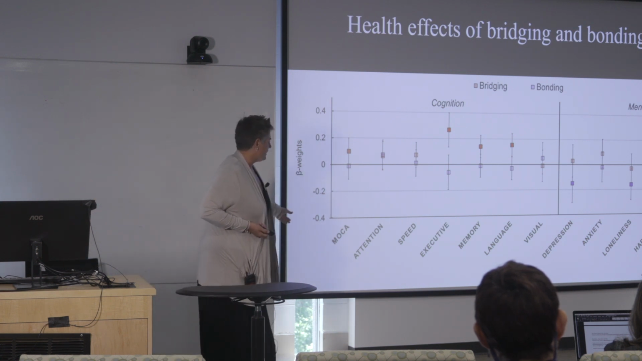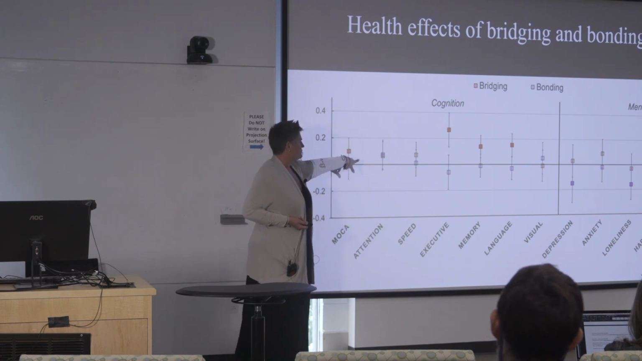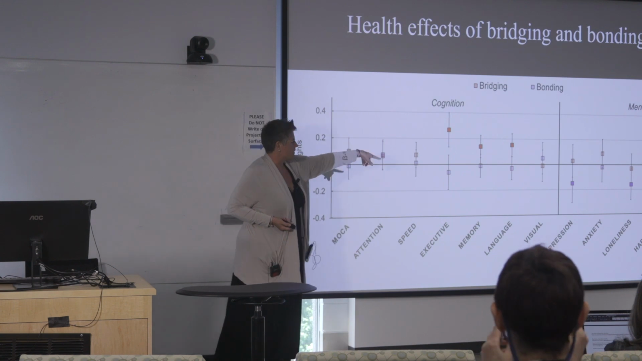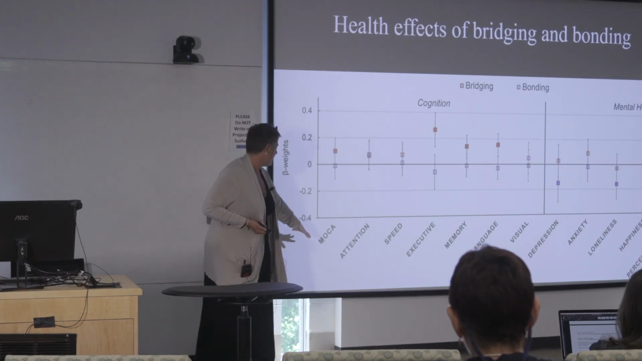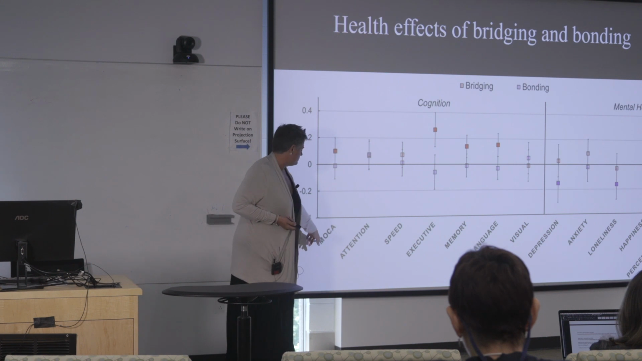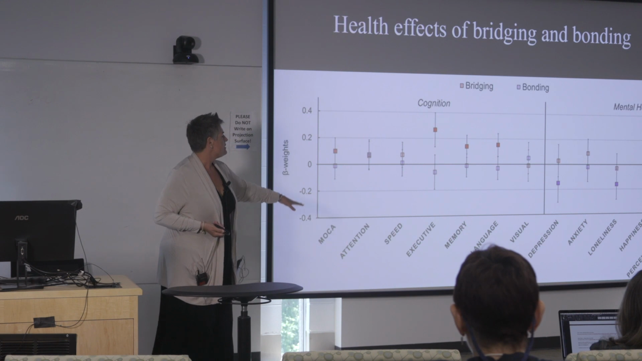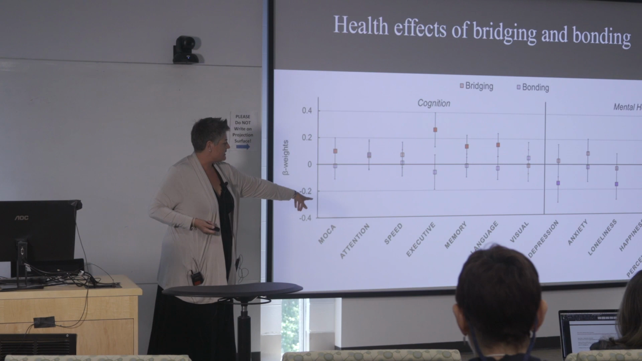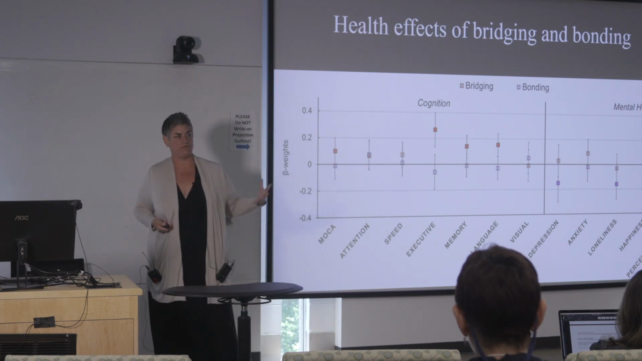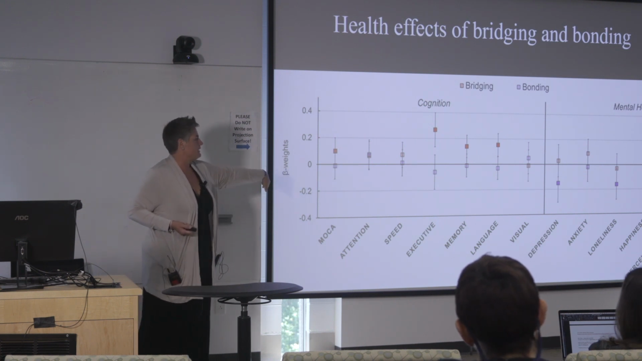These are a variety of cognitive indicators here. The blue ones are bonding, and the red ones are bridging. If they're darker, it means they're significant. I don't know if it's a not bright screen or if we've done a poor job of coloring the squares. But anyway, this is MoCA's general cognition, attention, speed. We have a whole lot of measures of cognition. You can see that bridging, by and large, is beneficial for cognition. Executive function, memory, and language are really important because those are three of the things that go first in ADRD. And bonding doesn't matter at all for cognition.